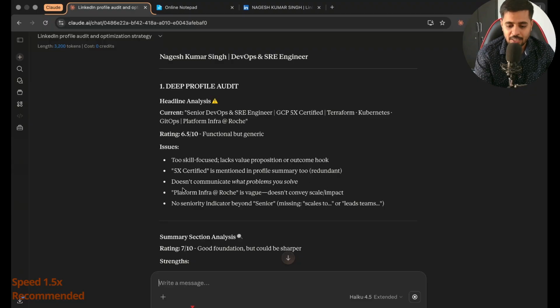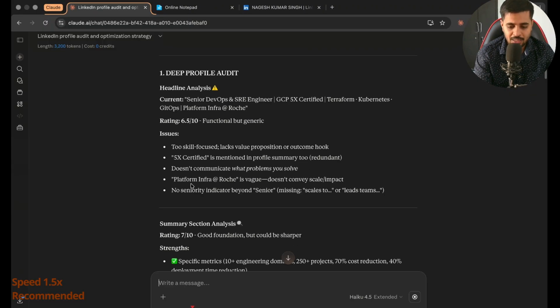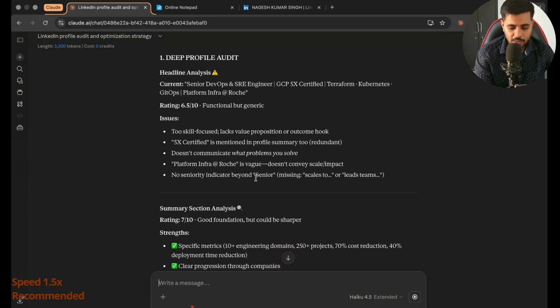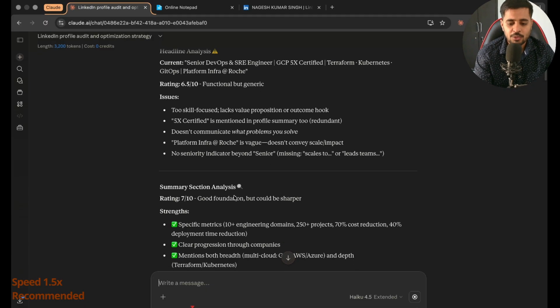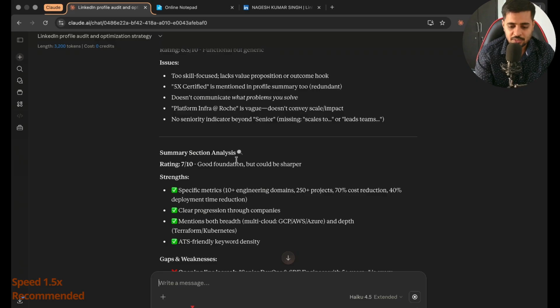Does not communicate what problems you solve. Okay, platform info at Roche is vague, doesn't convey scale or impact. Okay, no seniority indicator beyond senior, missing skills or leads team. Okay, summary section analysis, rating 7 by 10, good foundation but could be sharper.